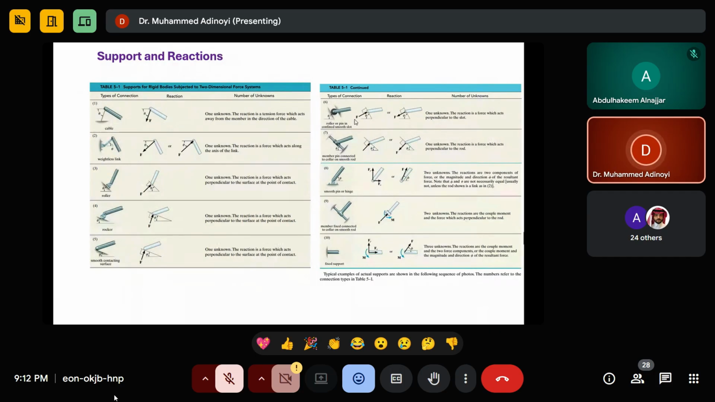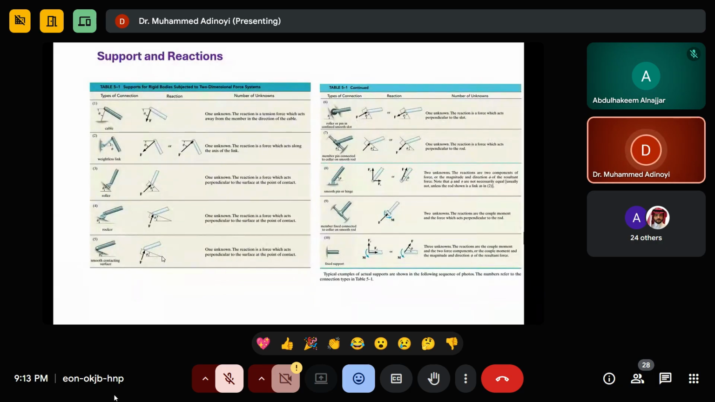As you can see here in number 6, look at the reaction. The reaction is directly on the surface that is in contact with the roller, so the reaction will be directed as such. This is what we call the rocker or the smooth surface. Look at the reaction; it is also just one unknown. Here, the same thing. When you have a smooth contacting surface, the reaction will be at the point of contact, and it's also one unknown.